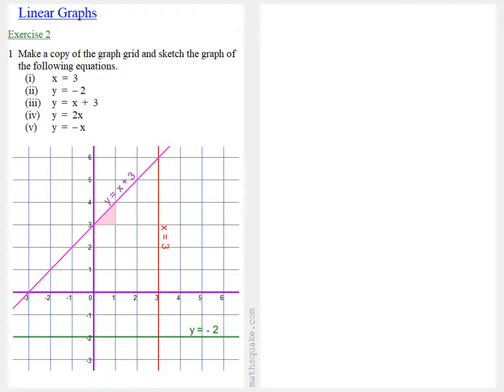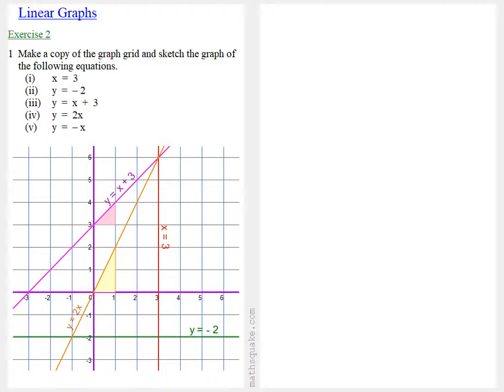In part 4 we have the equation y equals 2x. Well, in this case the constant term is 0, so it crosses the y-axis at 0. In other words, it passes through the origin. It has gradient 2, so we draw a triangle with width 1 and height 2, and then we draw the line up the hypotenuse of the triangle. And that's the graph of y equals 2x.